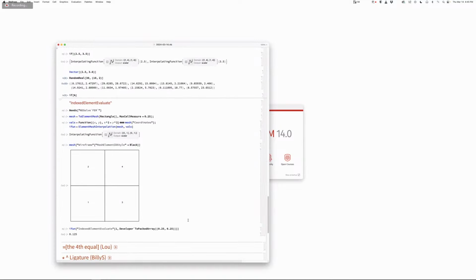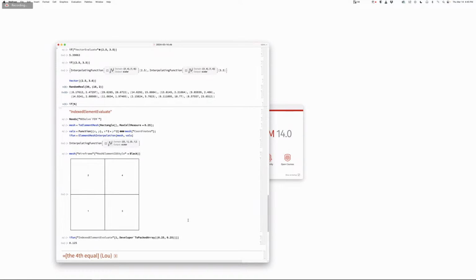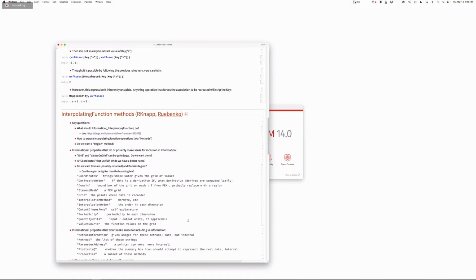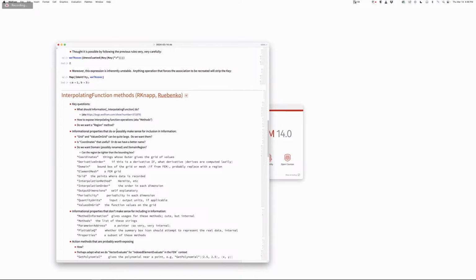The second thing we had to talk about here was regions for interpolating function. I talk about that in the points above that first long list. One question is, do we want grid and values on grid, which can be quite large? Then there's the question of domain versus region, and can we have a region domain that's more precise? I don't understand any of this.